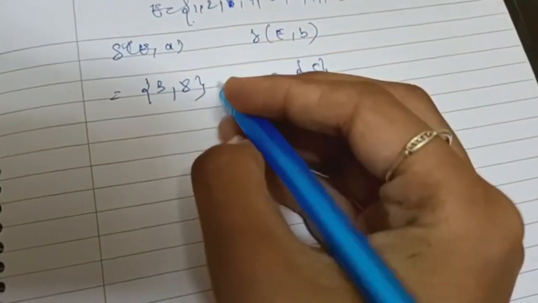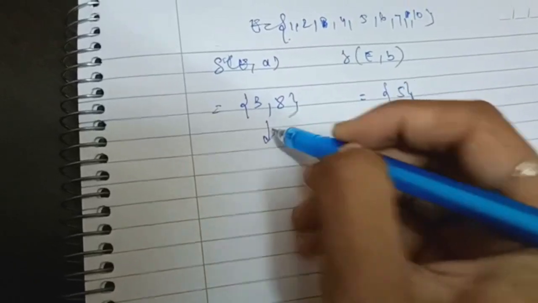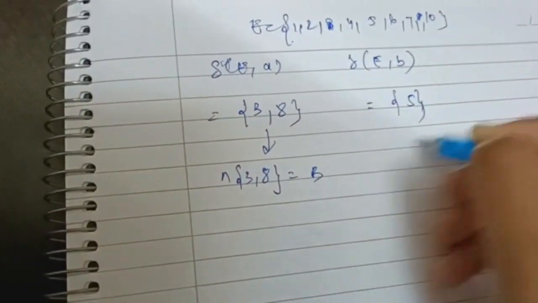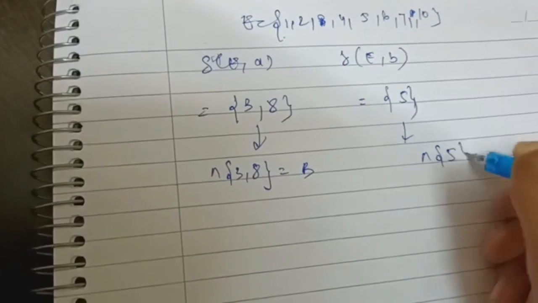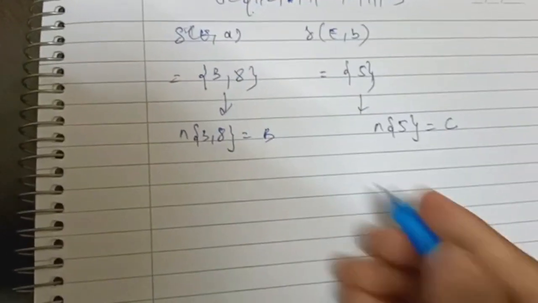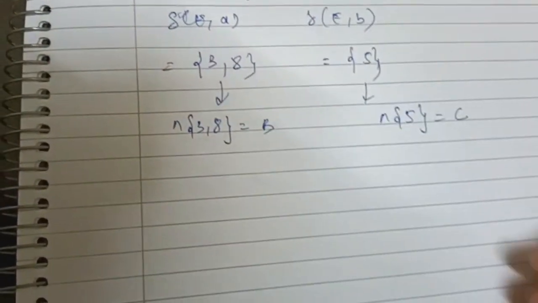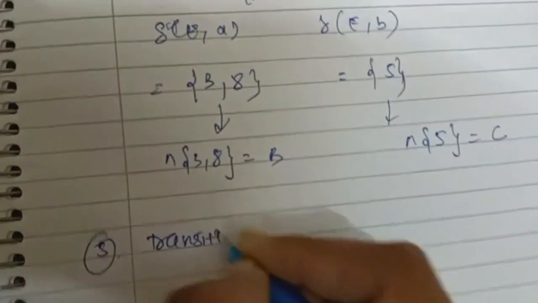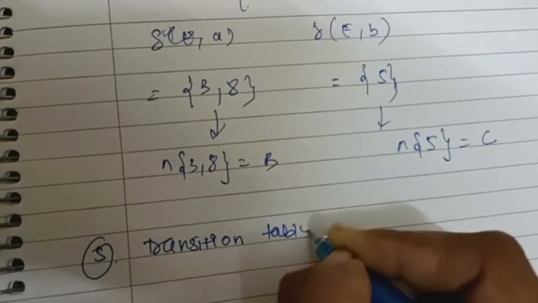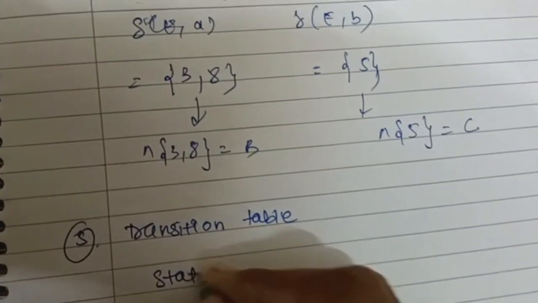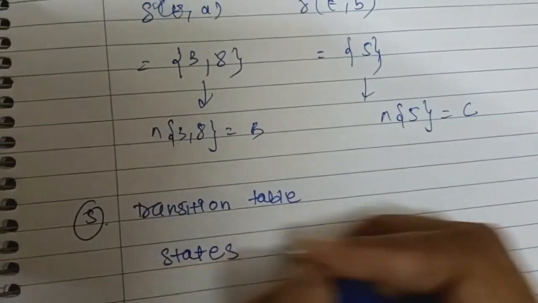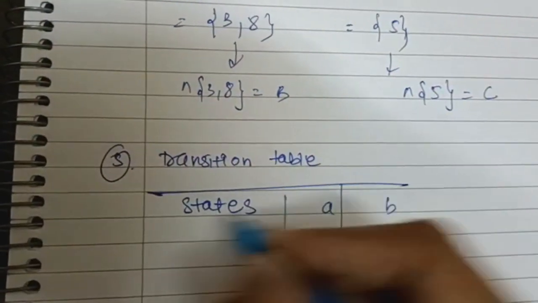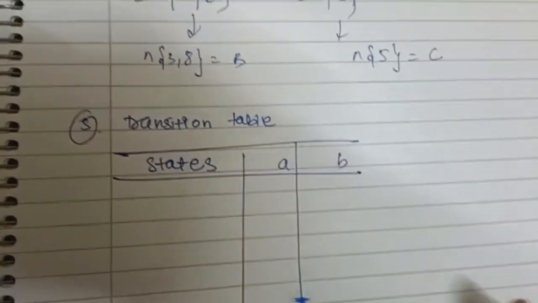Now let's calculate the null closure of 3 comma 8. We already know the null closure of 3 comma 8 is B and null closure of 5 is equal to C. So no new state is being introduced. So let's go to step number 5, that is the transition table. See, the transition table is formed by states and input symbols, that is A and B, for which we have found these transition functions, right?